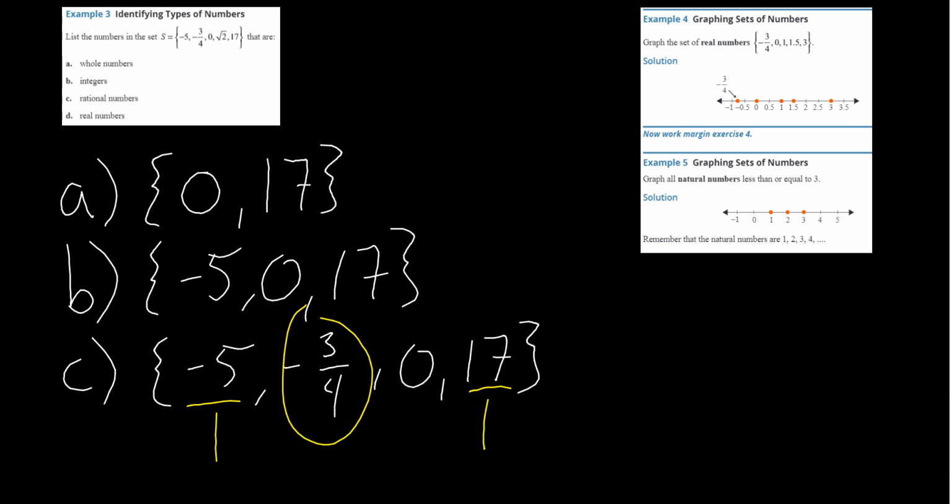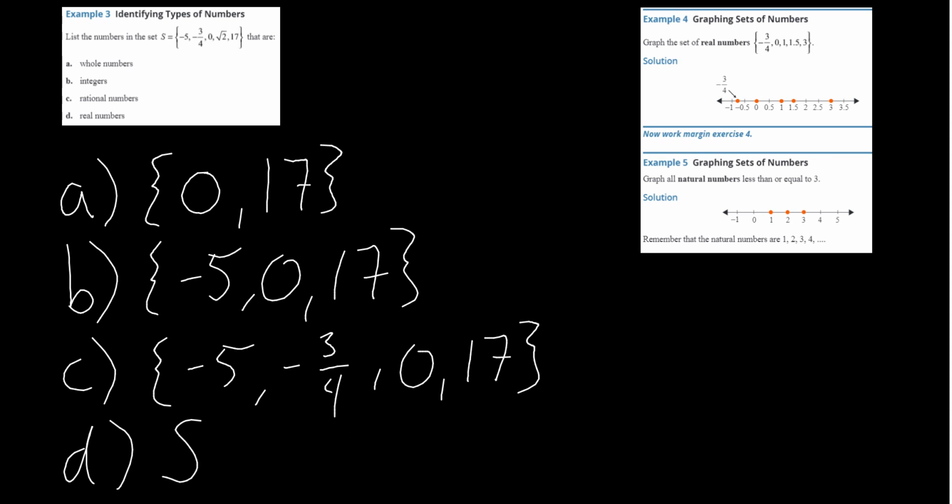And then real numbers, well, they are all real. Every one of them is real, or in the entire set S. The set is all real numbers. Because real numbers are every single number you could possibly think of.